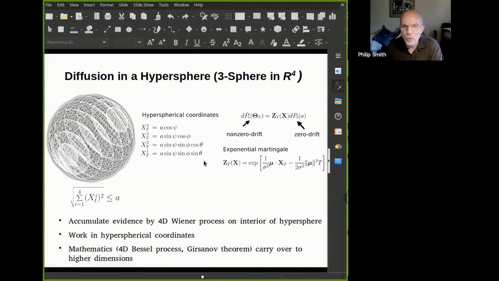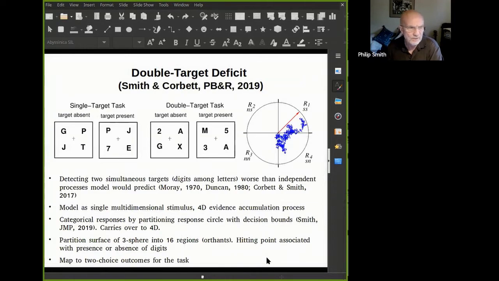Now, of course, we need to work in hyperspherical four-dimensional coordinates, where we have three polar angles to keep track of where the process is in the space. But otherwise, the mathematics that we've talked about before carries over quite straightforwardly. We obtain the joint distributions of this process by applying the Girsanov change of measure theorem to the distribution of a four-dimensional Bessel process. Now, again, why would you be interested in looking at a four-dimensional process?